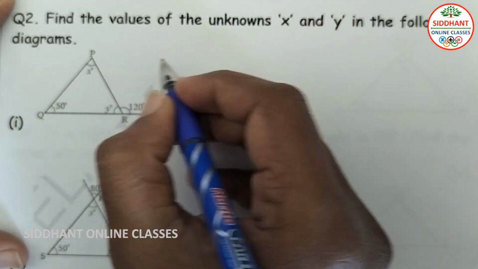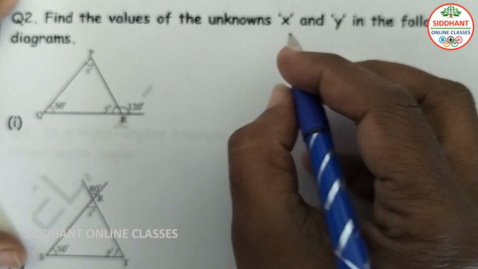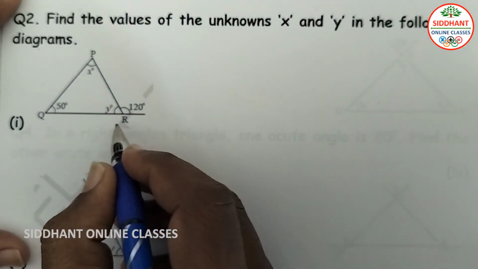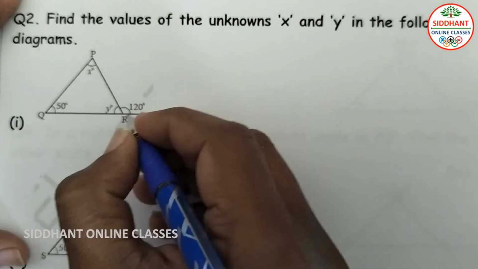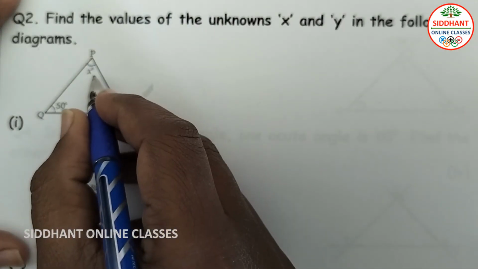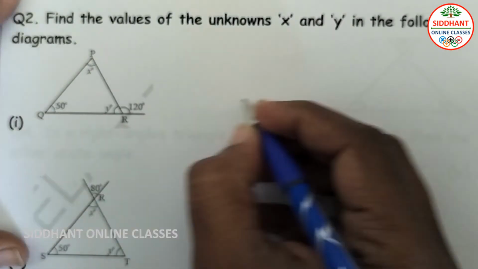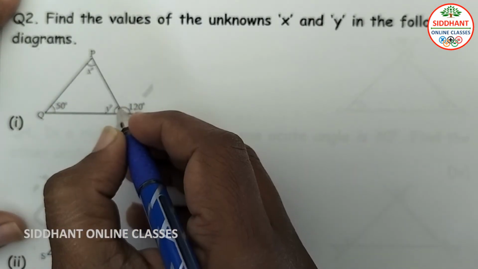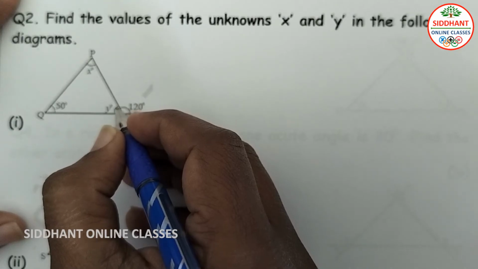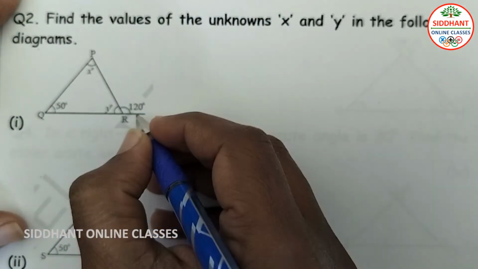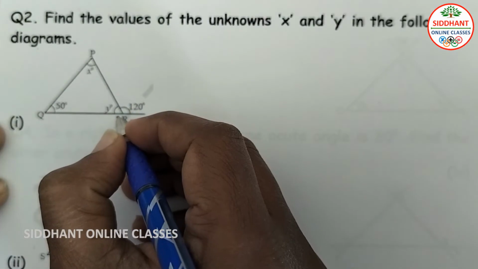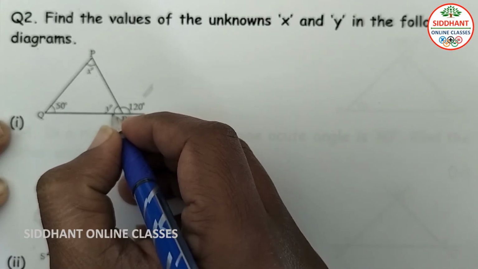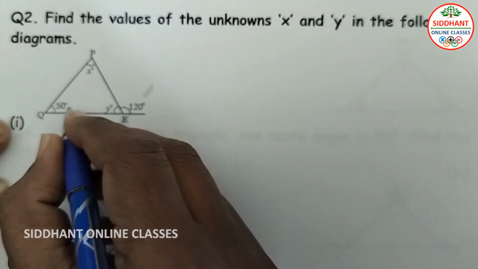Question number 2. Find the values of the unknown x and y in the following diagrams. So this is the diagram. PQR triangle is given here. We are going to find out x and y here. So we know that the exterior angle is equal to the sum of opposite angles here. So here we are going to see, and also a linear pair angle we are going to see here for y here.